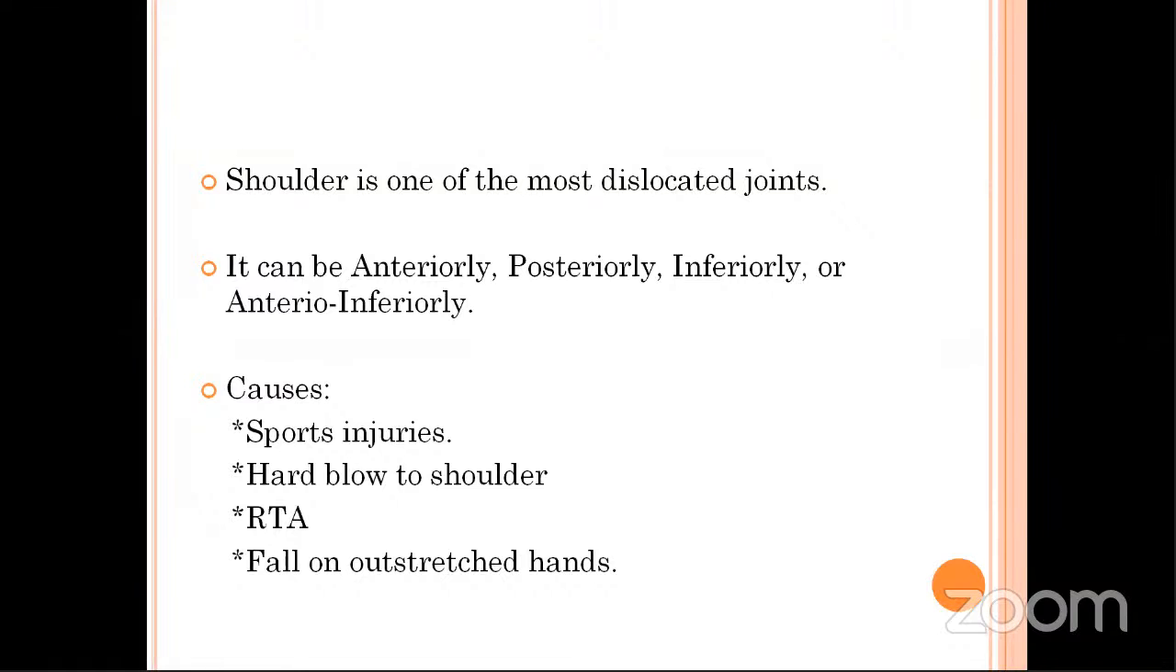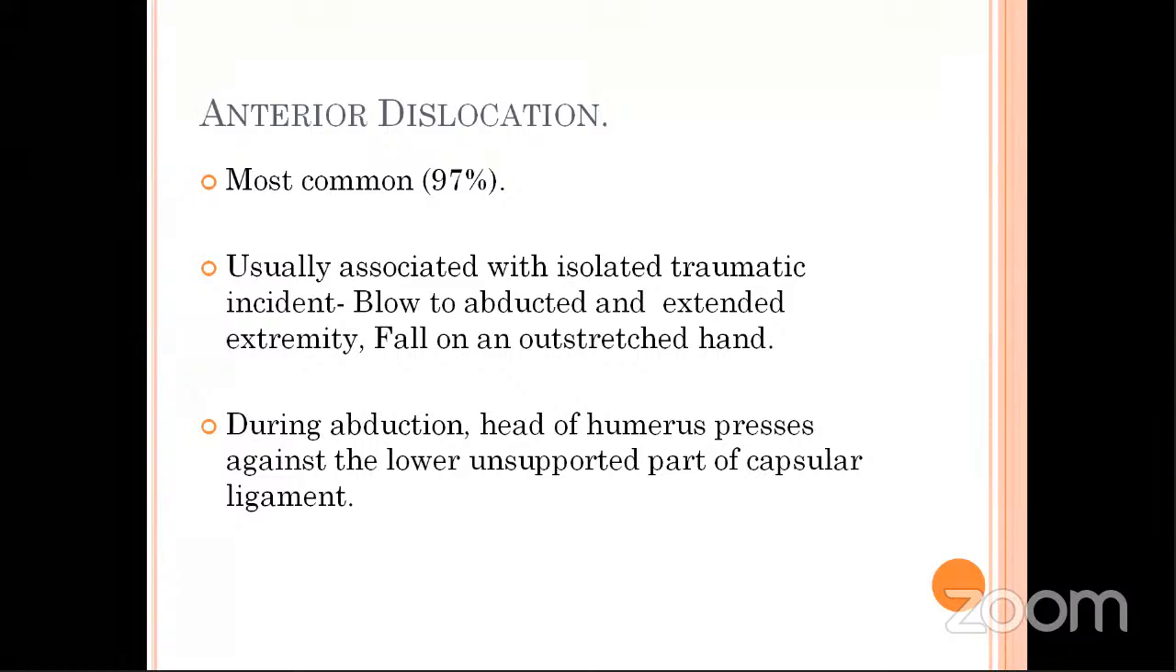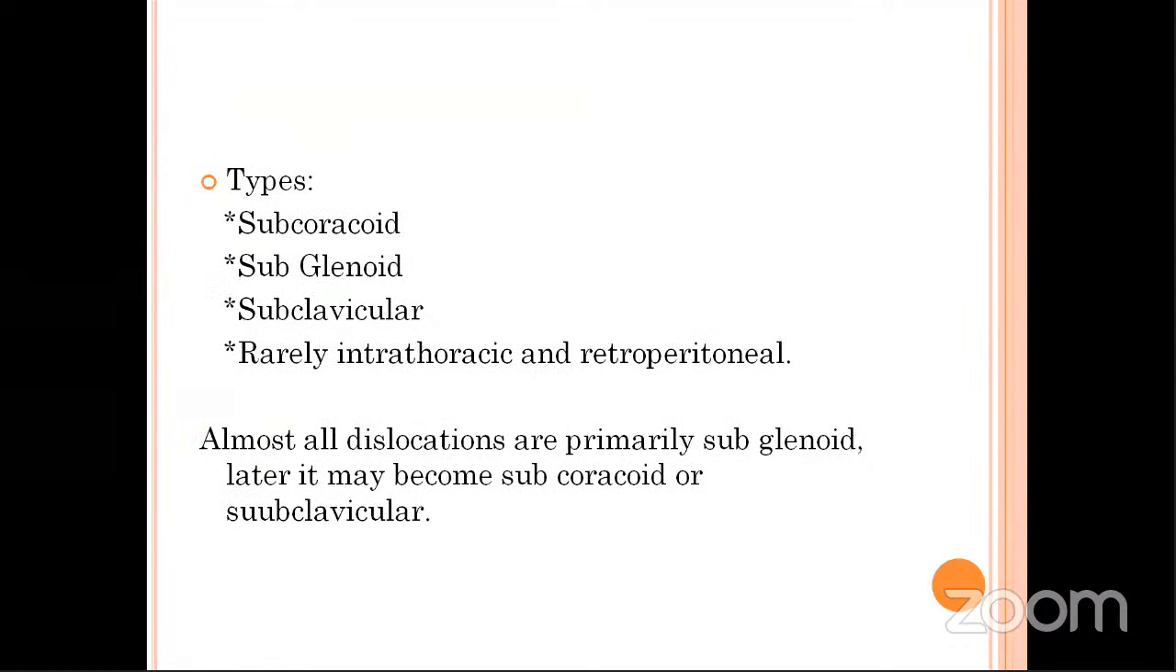Coming to the types of dislocations, the most common one is anterior dislocation, which accounts for up to 97% of the shoulder dislocations. It's usually associated with an isolated traumatic incident, as in a blow to abducted and extended hand or a fall on outstretched hand. So in anterior dislocation, during the abduction, the head of humerus is pressing against the lower unsupported part of the capsular ligament.